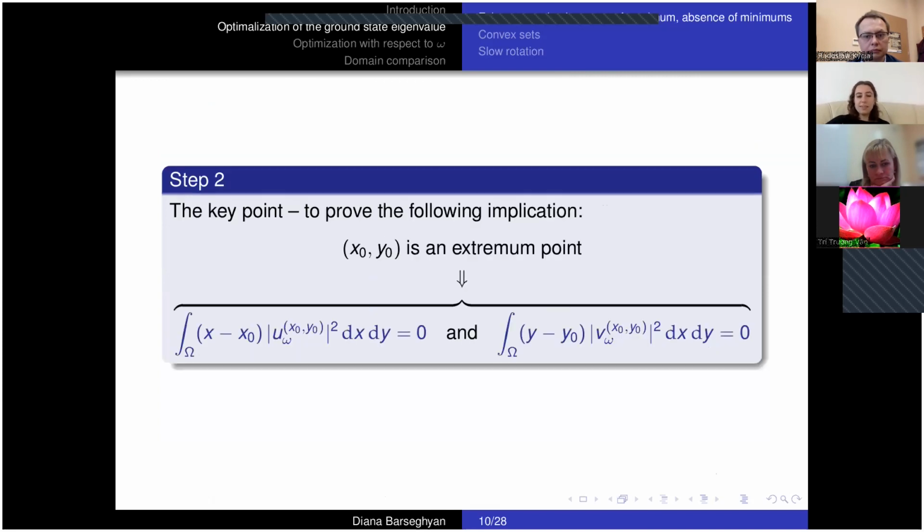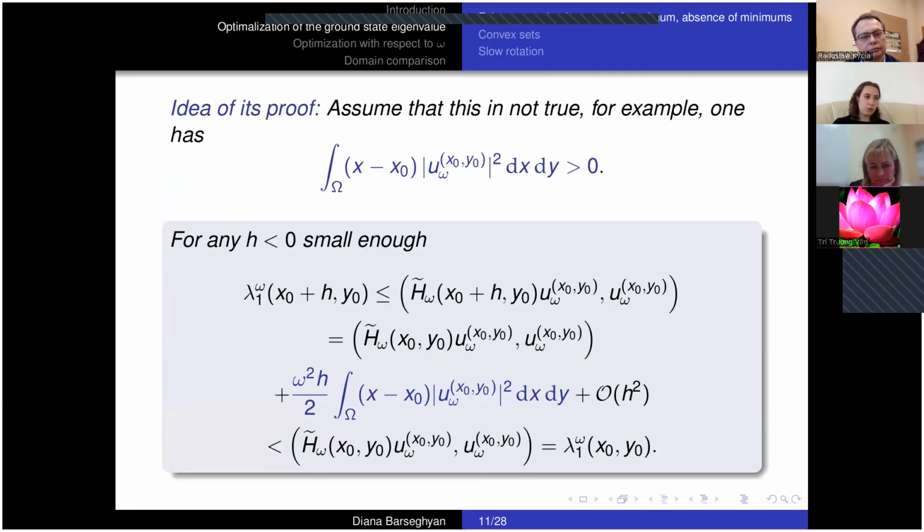So next slide, please. And now the key point is to prove the following. Suppose that x0, y0 is the point of extremum. After that, we prove that these two equations, these integrals, should be equal to 0. So this is the key point of our proof. And once we have this equal to 0, after that we will prove that this point is the point of maximum. So now we will prove these two equations.